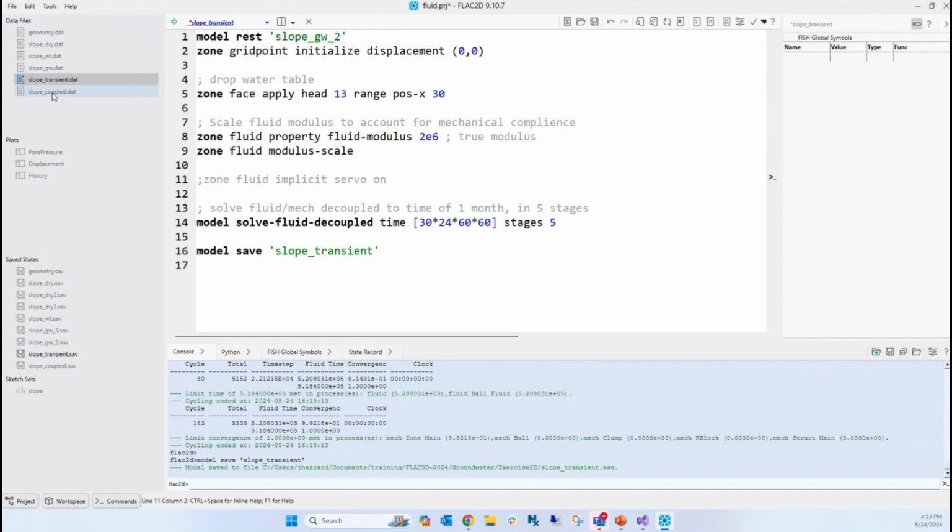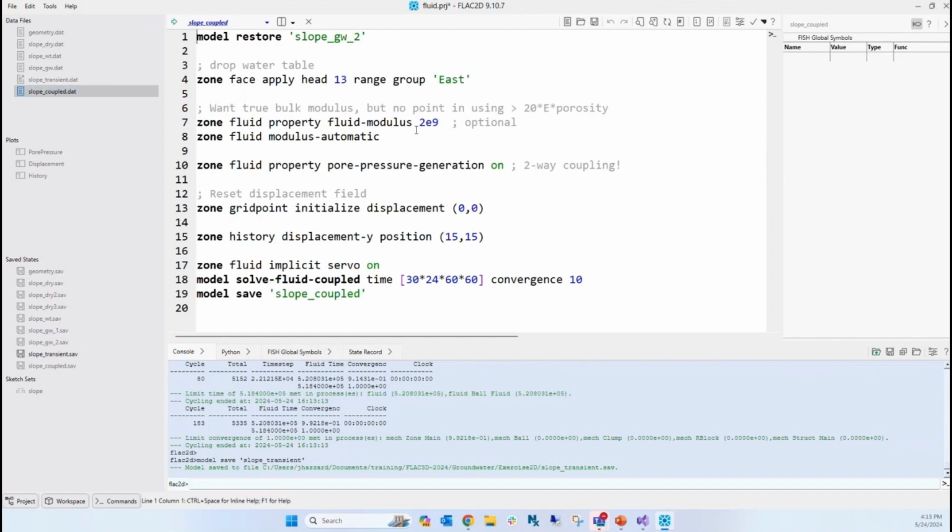Okay, last example here. Again, this is how you would do it in engineering practice most of the time. If you wanted to be super accurate about this, we'll do exactly the same thing. We'll drop the water table. In this case, we're doing the true coupling. You use the true fluid bulk modulus because we're essentially doing mechanical and fluid at the same time. So we don't need to scale that fluid modulus to account for the fact that we're not doing mechanical. So we could just do this.